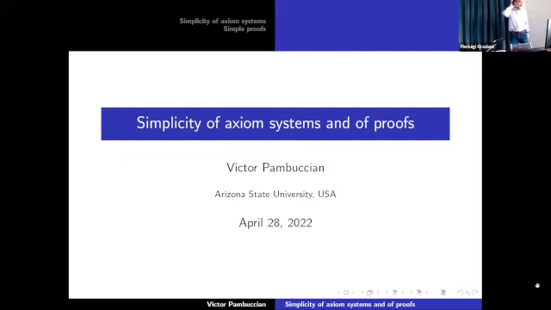On the simplicity of axiom systems and of proofs. The first part is something that I have been interested in at the beginning of my career, so kind of like the first 20 years. And the simplicity of proofs, while I was interested in, I haven't been able to produce results until recently, which is about 4 years ago. So let's see what the problems are.